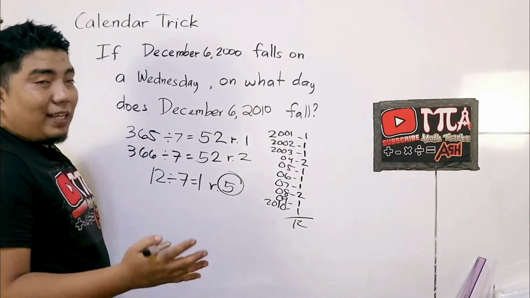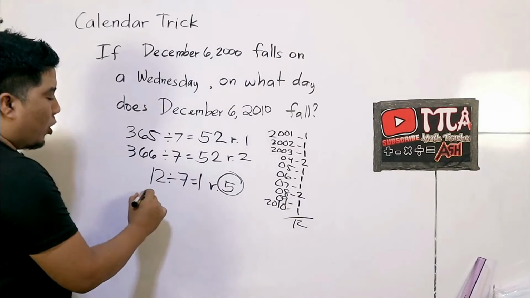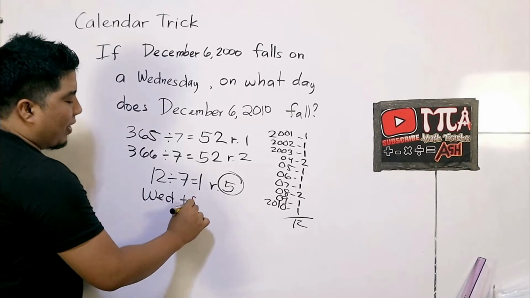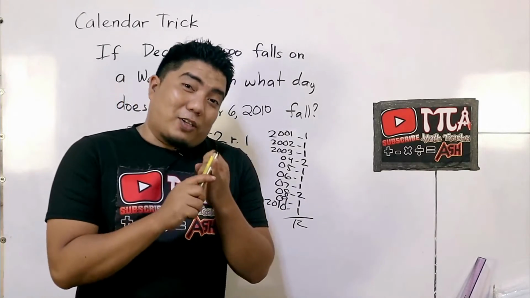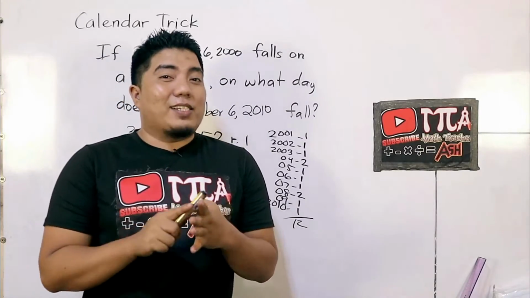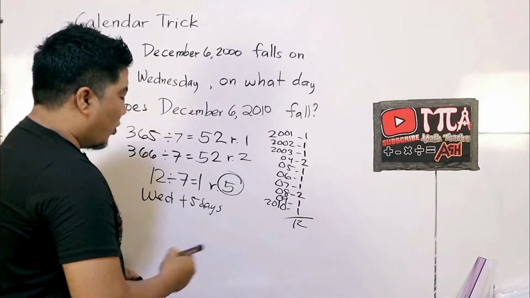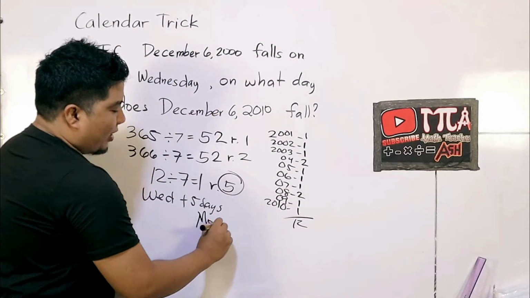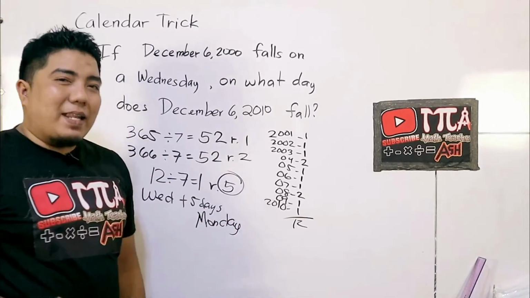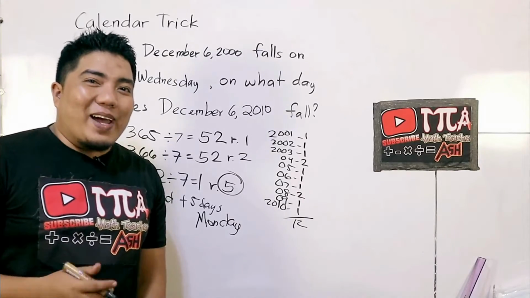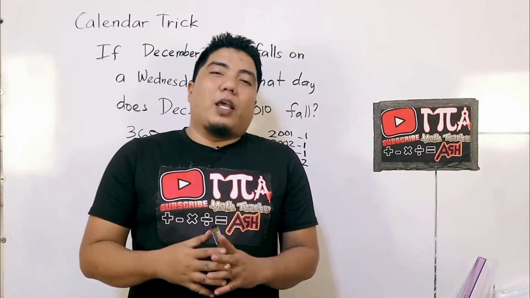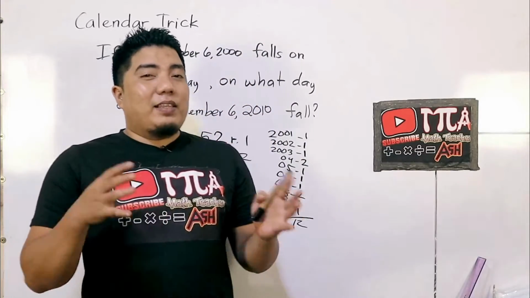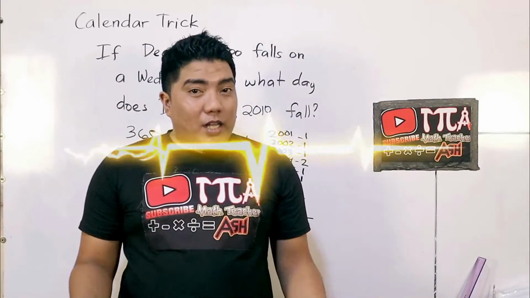So 5 days after Wednesday. So Wednesday plus 5 days, what we will do is Thursday, Friday, Saturday, Sunday, Monday. So therefore, the final answer is Monday. Easy, right? So now, let us go to the most challenging part, which is having different year with different months.